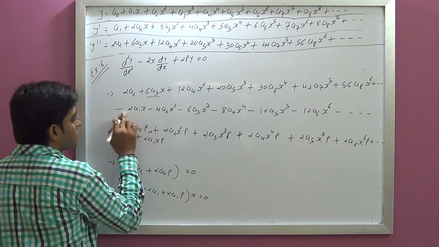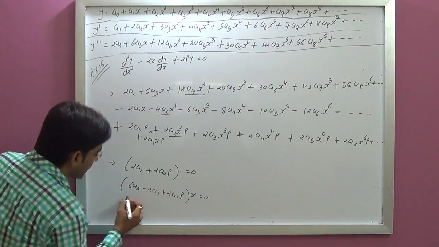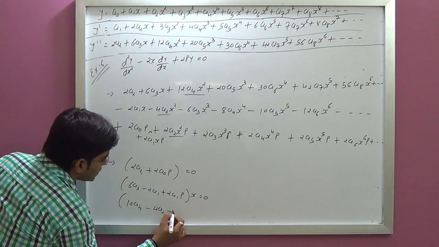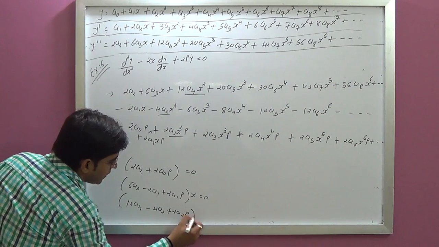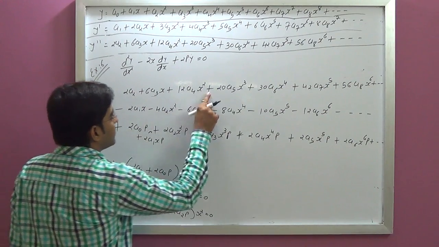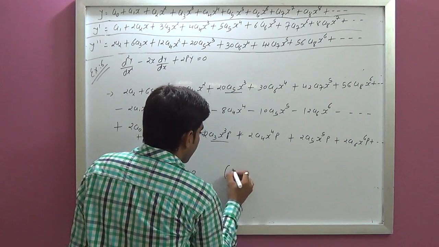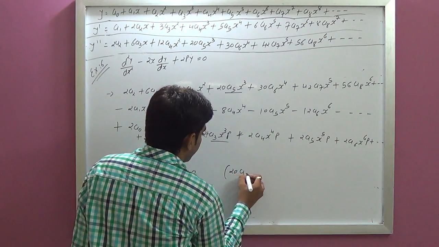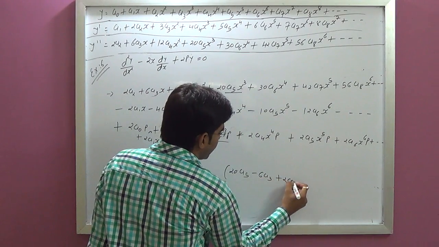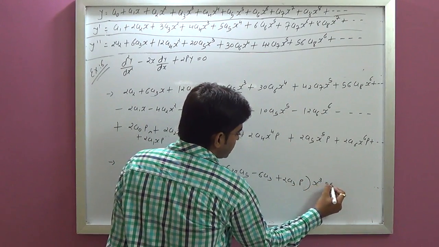Okay, now term goes to x square, this one and this one. That means 12a4 minus 4a2 plus 2a2p x square equal to 0. Again x cube term, this one and this one. That means 20a5 minus 6a3 plus 2a3 p x cube equal to 0.